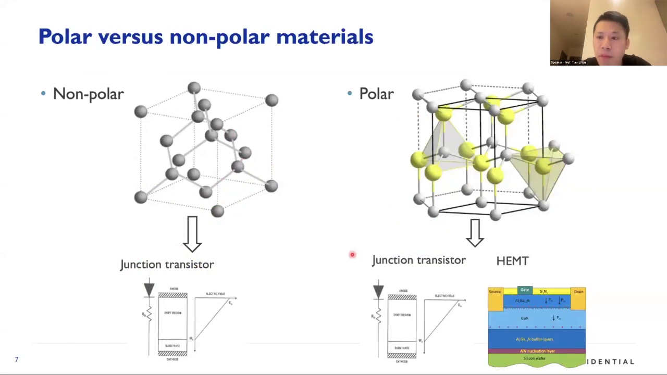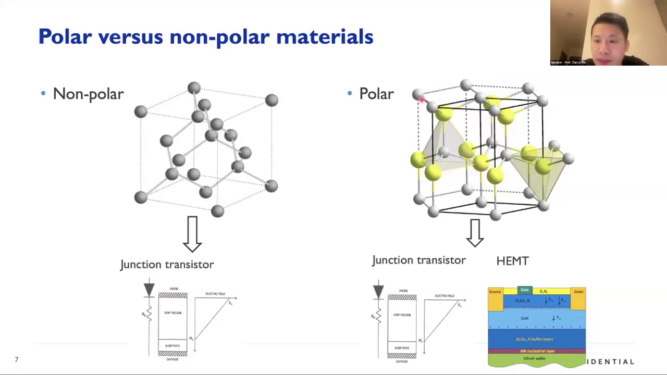Before we continue to go through this material, one important thing is to understand that materials sometimes have different crystal structures. Some crystal structures exhibit as non-polar materials. And by considering non-polar material, we can make a typical junction transistor by considering different doping and different contact types.